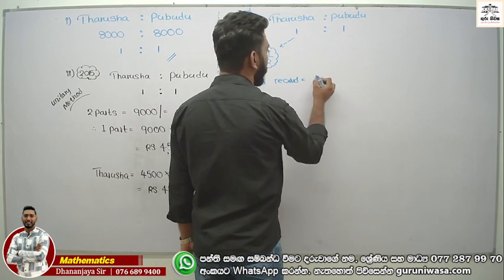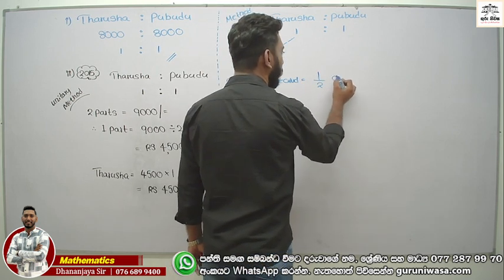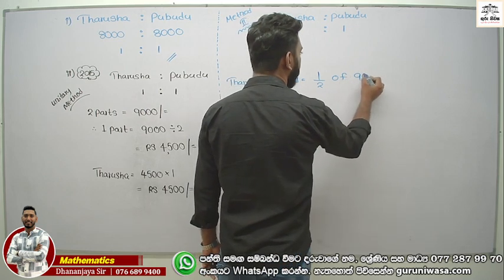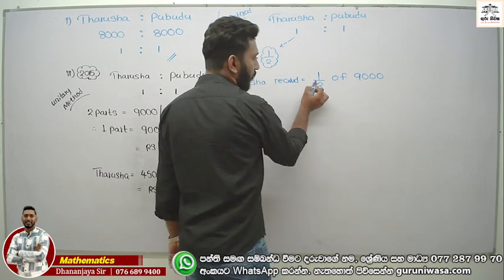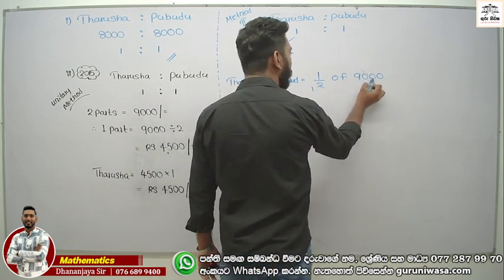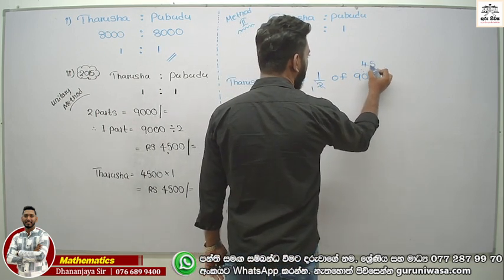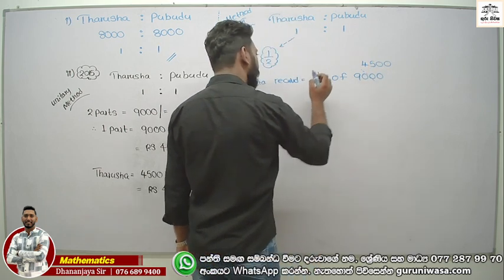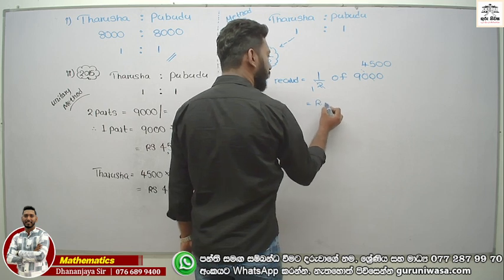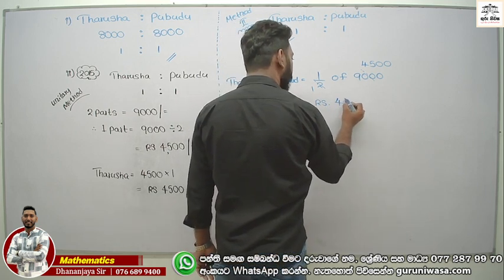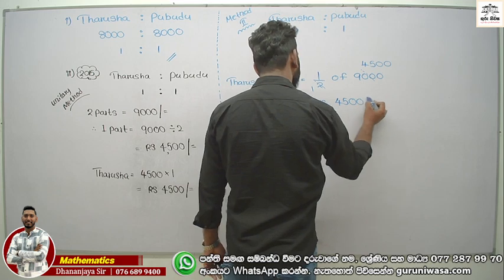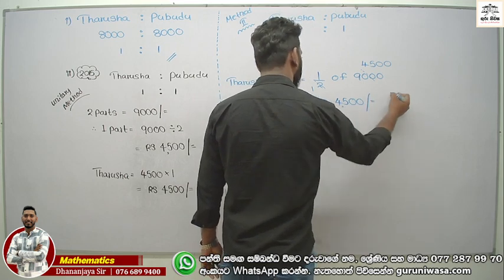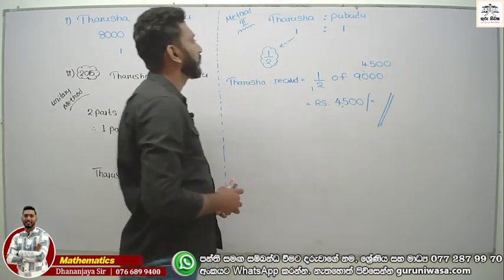How much will he get? 1/2 of 9,000. Now 2 times 1 and 2 times 4,500. Now 4,500 times 1, it should be 4,500 rupees. And this is method number 2, using fractions.